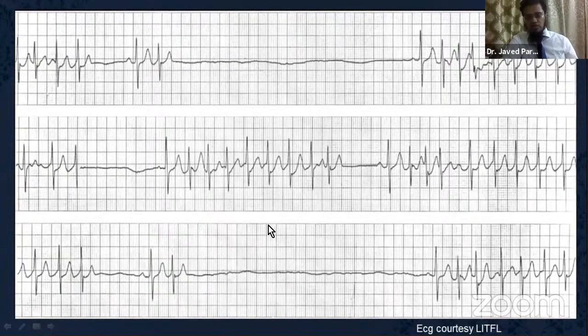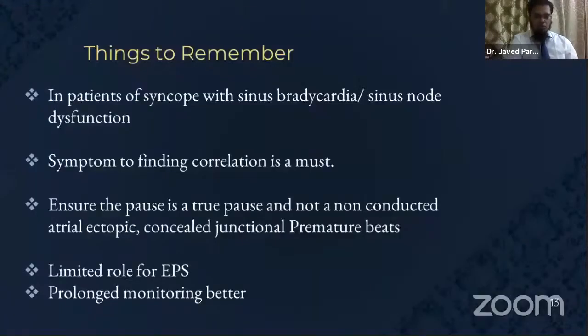Suppose you have only a 2 second pause or 1.5 to 2 second pause and the patient presents to you with syncope, then we need much more evidence to say that the patient has symptomatic sinus node dysfunction and the syncope was because of sinus pause. So again, the same things I have highlighted. In patients with syncope and sinus bradycardia and sinus node dysfunction, a symptom to finding correlation is a must. The onus to prove that the syncope was because of sinus arrest or pause lies on the physician. So you have to do prolonged monitoring, and that is the best way to prove that the syncope is clearly because of sinus node dysfunction.